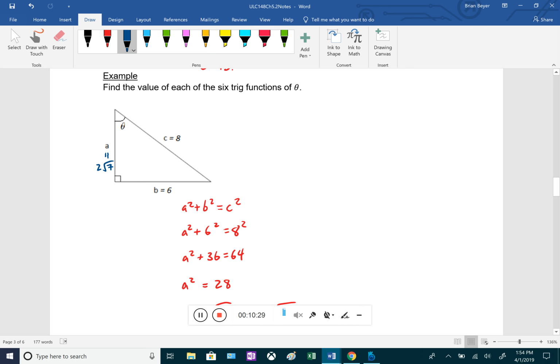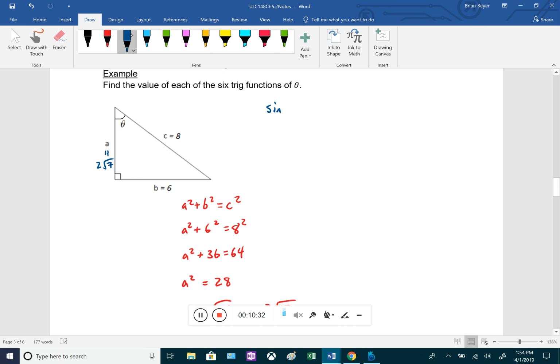Okay, so now finding the trig functions, we're going to look for sine of theta. Sine of theta is opposite over hypotenuse. The opposite here is 6 because theta is on the top. So it's going to be 6 over 8, which we can simplify to 3/4. Cosine of theta is going to be adjacent over hypotenuse, which is 2 radical 7 over 8, which simplifies to radical 7 over 4.